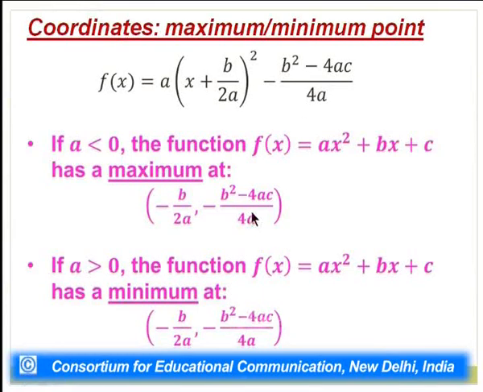So let me quickly summarize the result that I have talked about so far for quadratic functions. If a, the coefficient of x square, is negative, then the function f of x equal to ax square plus bx plus c has a maximum at x equal to minus b by 2a, with the maximum value of the function being minus of (b square minus 4ac) divided by 4a. And similarly, when a is positive, the function has a minimum at x equal to minus b upon 2a, with the minimum value now being minus of (b square minus 4ac) divided by 4a.